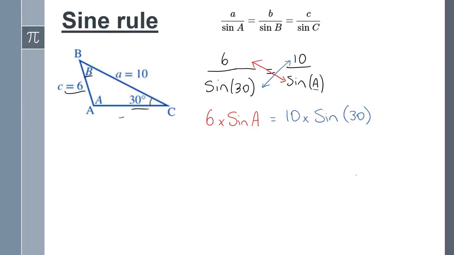Okay, and we're going to do a little bit of rearranging. So we're trying to get A by itself. At the moment it's with sine, it's also with 6. 6 is the furthest away, so we're going to divide both sides by 6.